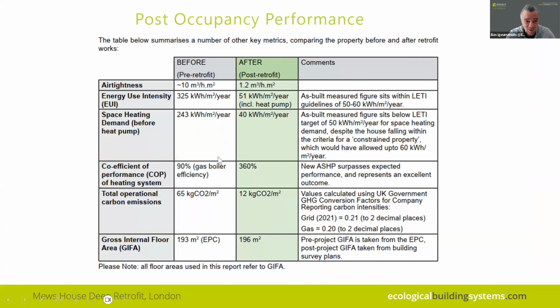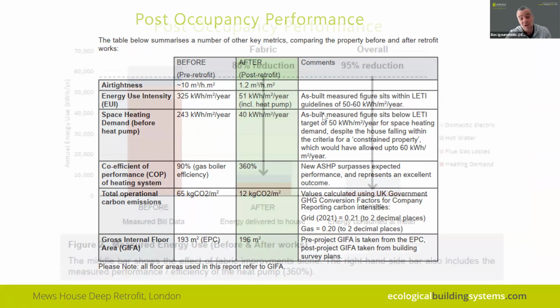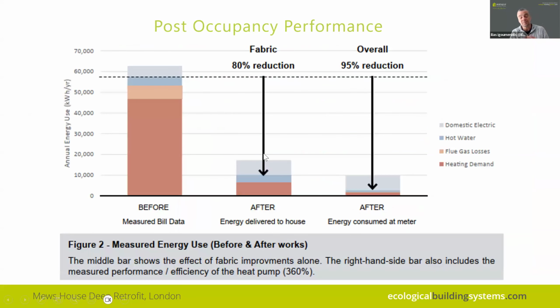Look, okay, that was a table. It was almost correct, the numbers I mentioned there. Anyway, yeah. Also, this graph here shows the before energy performance, and the mid column shows how significant the improvement was with the fabric improvement only, 80%, and the right hand one shows the overall performance, including the heat pump. So you can see that this combination works very well.